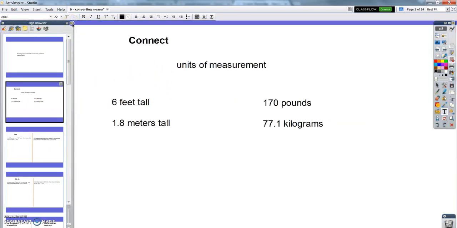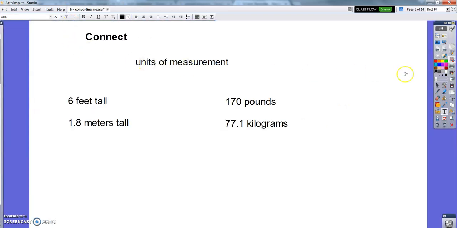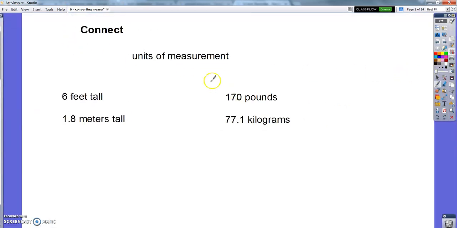So just to remind you, we have lots of units of measurements to measure the same things, like, for instance, height. This is my height. We commonly talk about our height in feet, or feet and inches. I'm 6 feet tall, but I could just as easily say I'm 1 8/10 meters tall. Same height, different unit, feet, meters.